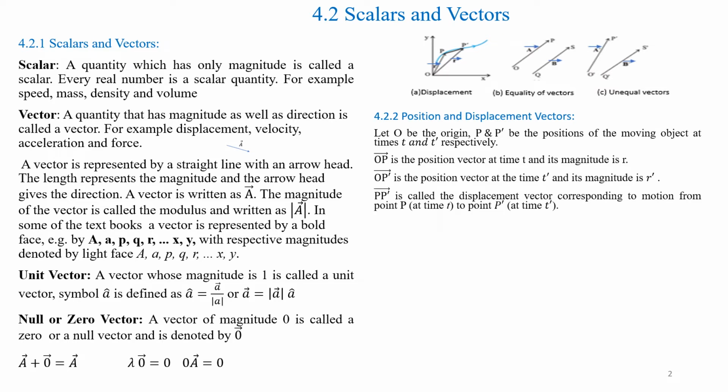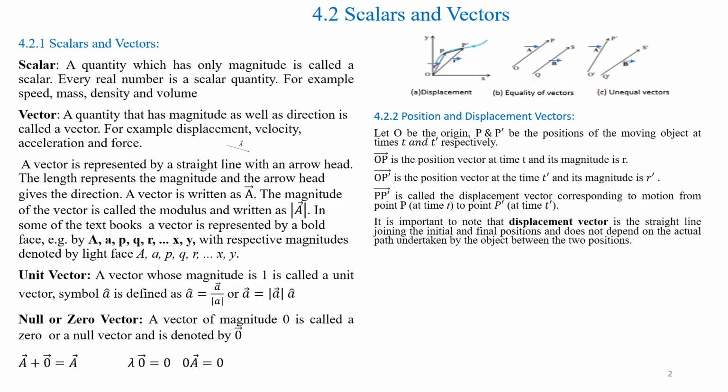If you join the initial position P and P dash, we get PP dash, and it is called the displacement vector. P to P dash is the displacement vector corresponding to motion from point P at time t to point P dash at time t dash. It is important to note that the displacement vector is a straight line, as shown in the figure.